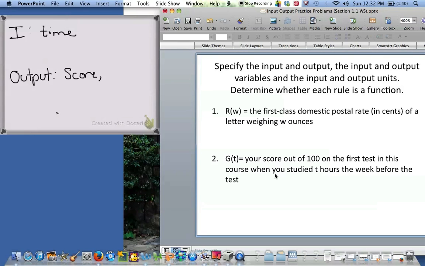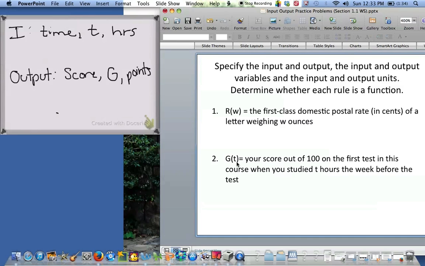Okay, looking at the function notation provided in the problem, you can see that T is going to be used to represent time, and your output score is going to be capital G. Okay, and then our units, it's dependent upon hours, and then the units of your output is your points. It doesn't say percentage, it says points out of 100, so points.